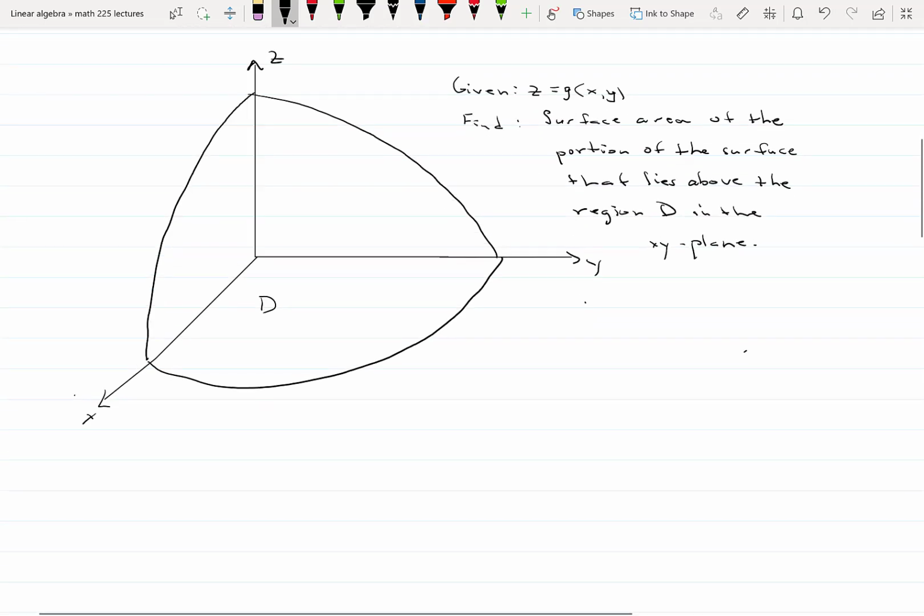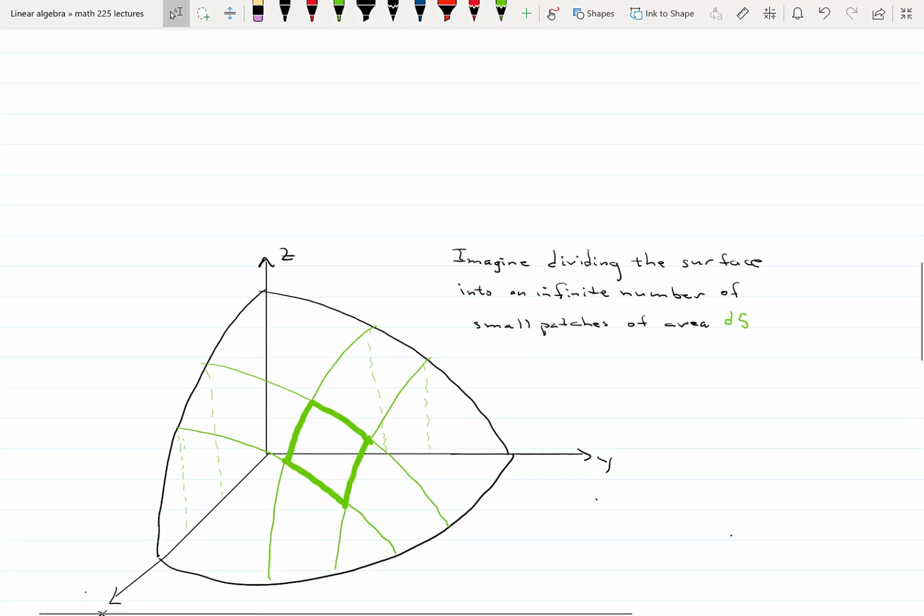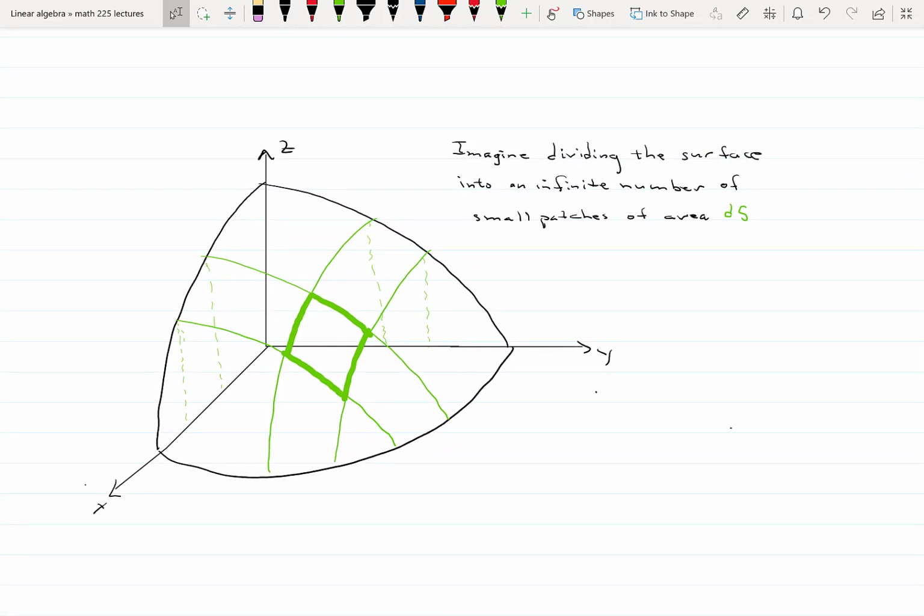Okay, so what we're going to do is use the same type of calculus that we did to find areas, volumes, and arc length. We're going to imagine dividing the surface into an infinite number of small patches of surface having area dS, dS for an infinitely small surface area. So I've got that pictured for us in green. I've sliced off a heavily green-markered patch of area dS.